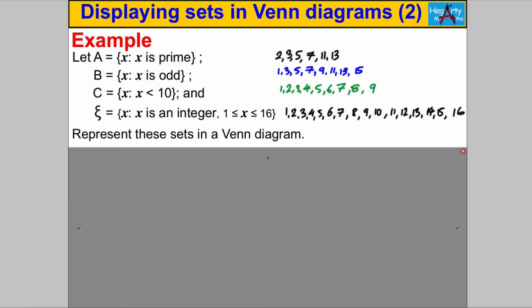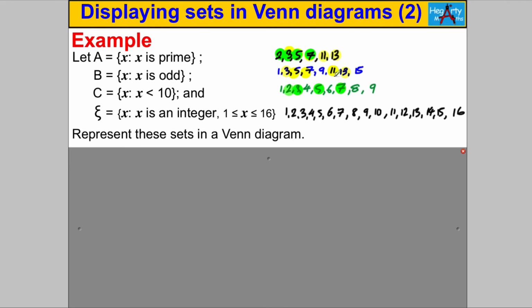The first thing is, can we think of some elements that are in A and in B? So 3 is in A and B, 5 is in A and B, 7 is in A and B, 11 is in A and B, and 13 is in A and B. Alright? Do we have anything that's in A and C? Well, 2 is in A and C, 3 is in A and C, 5 is in A and C, 7 is in A and C, and that's it.